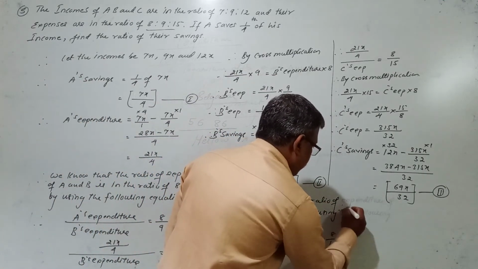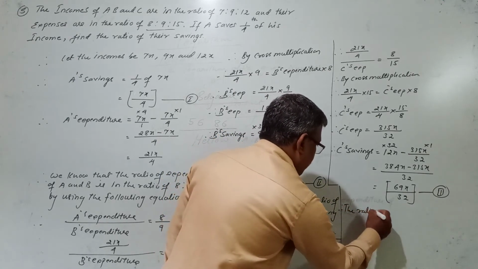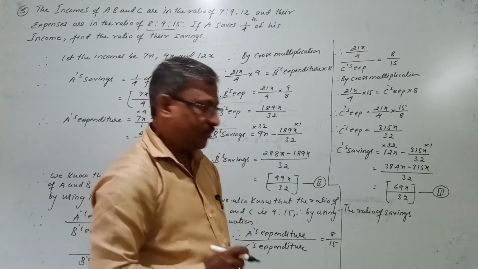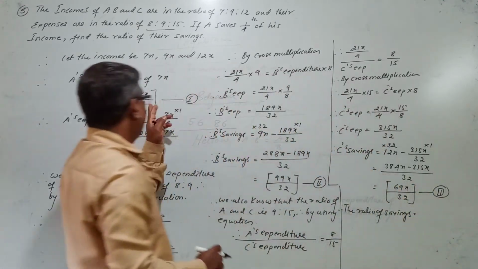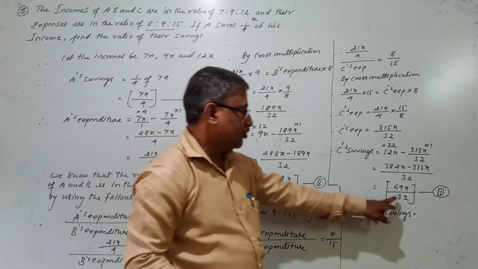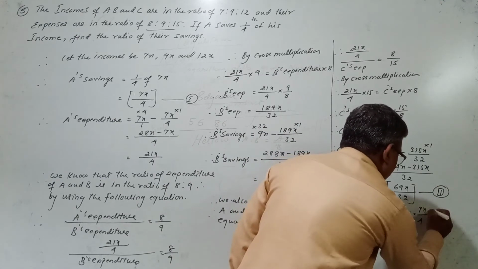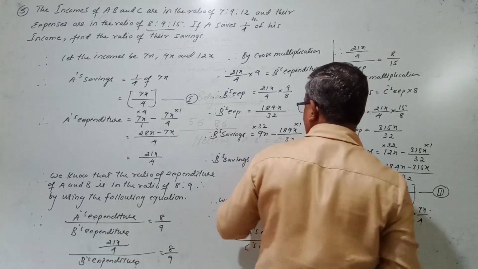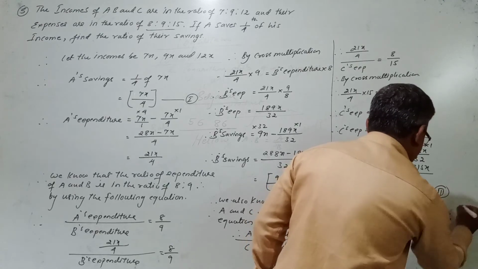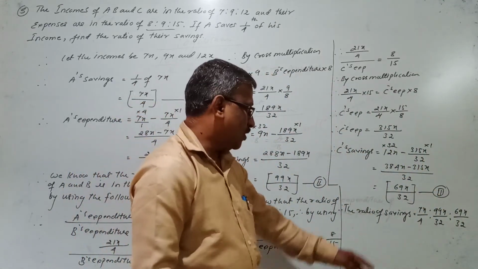Therefore the ratio of savings will be this. The ratio 7x divided by 4 is to 99x divided by 32 is to 69x divided by 32. So this is how you have to write the ratio.